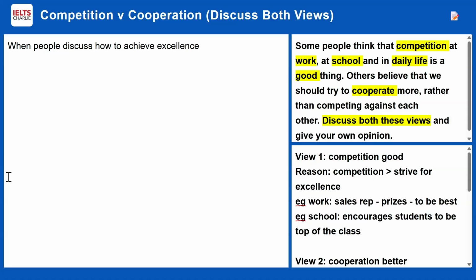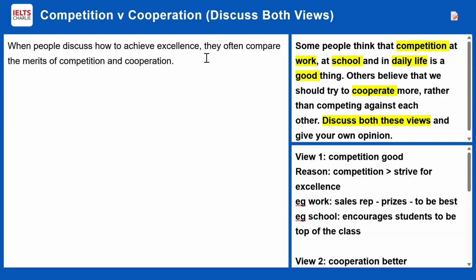So when people discuss how to achieve excellence, they often debate the merits. It's a word that's similar in meaning to benefits. The merits of competition and cooperation. In fact, they often compare these things, don't they? They often compare the merits of competition and cooperation. So that is a much more flexible way of writing an opening sentence.